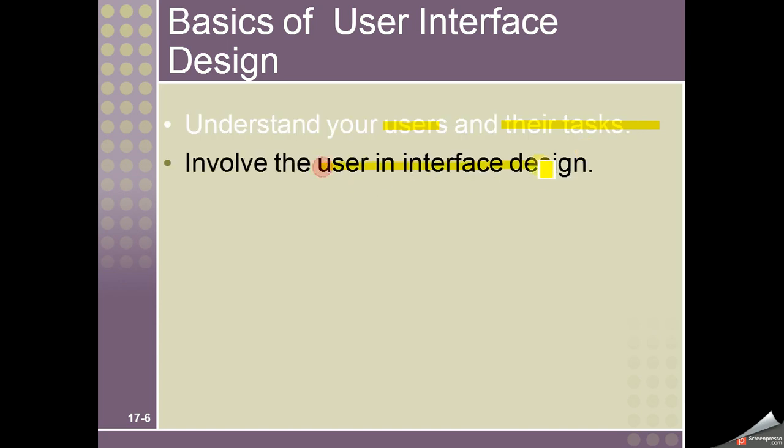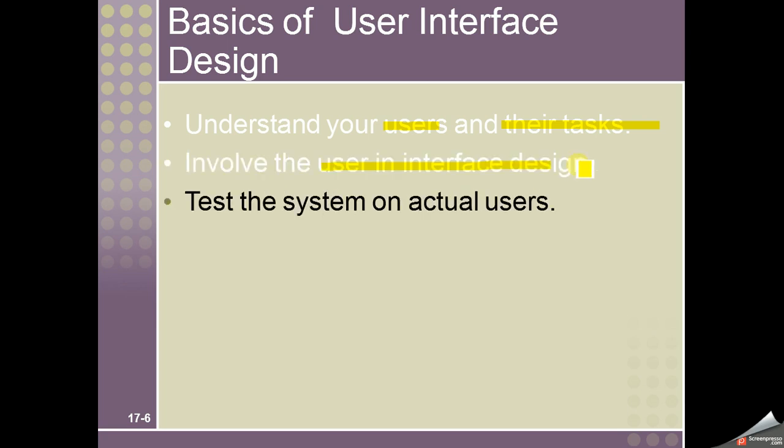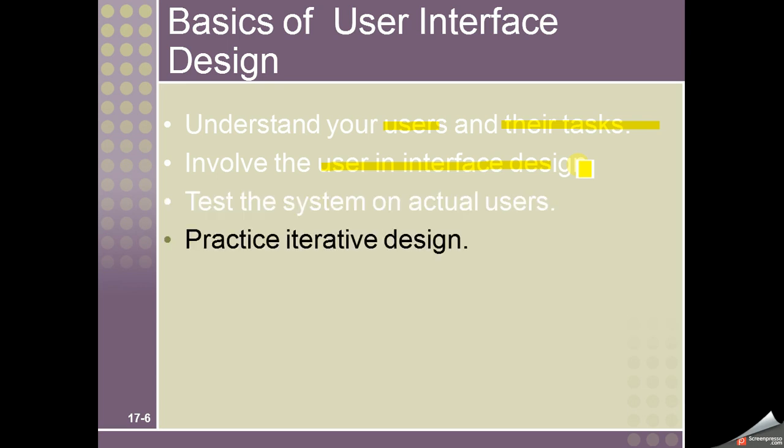Involve the users in the interface design. So we should involve the users in the interface design process to get their feedback and to know what they like and what they don't like in the system. Test the system on actual users. So we should always test the system on the real users in the real environment by using the real data to get real performance of the system.